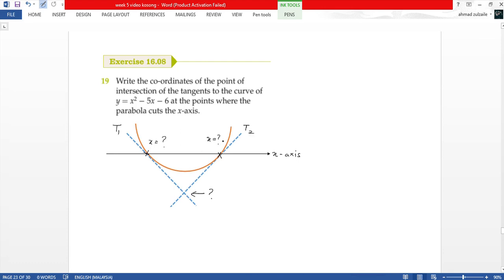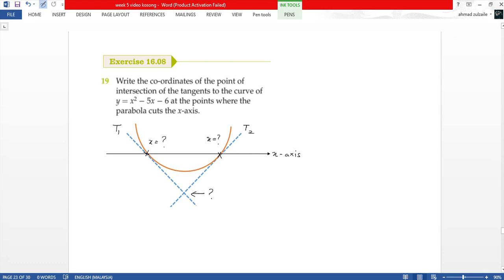Now they want to know the point of intersection between two tangents. So let's say we put two tangents. You can put them anywhere as long as they cut the curve and there is a point of intersection between the two tangents. So this is the curve basically. What is the coordinate over here? They want to know the point of intersection.